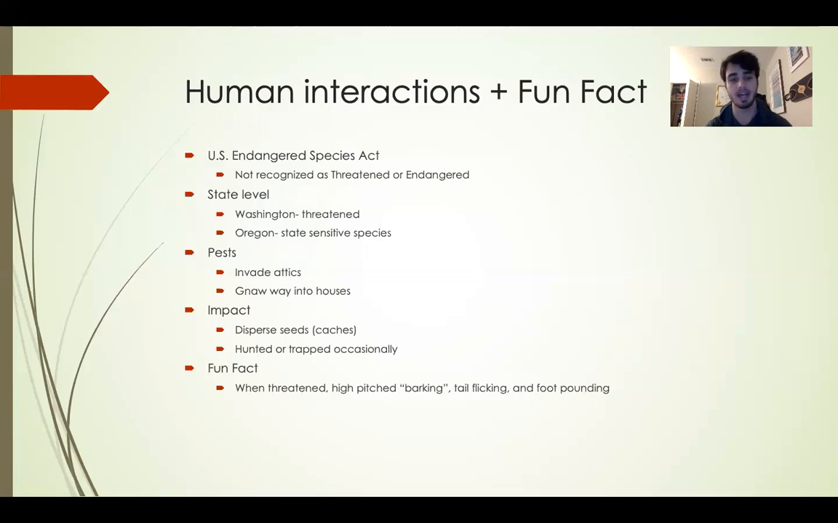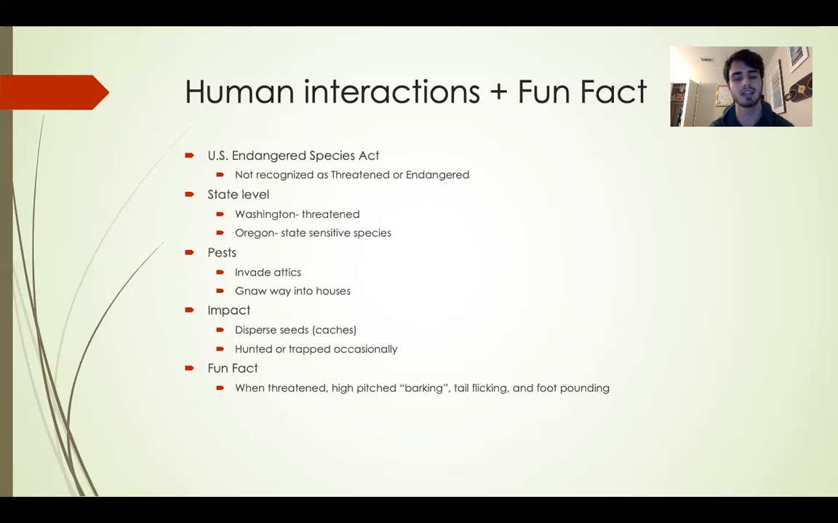In terms of pests, these guys are quite abundant in the United States. So you see them a lot in the Western U.S. So it's almost inevitable that they will occasionally run into humans and cause some problems. They're known to invade attics and gnaw their way into houses. They do a lot of chewing, so that's usually where the problem stems from. And again, this is something to be aware of. They can act as pests.